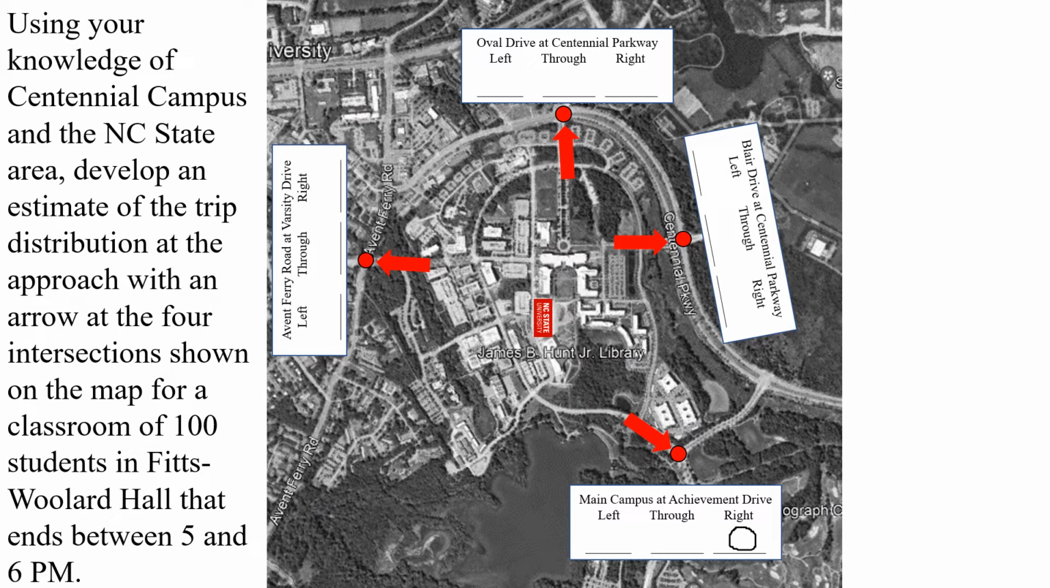But without that, I'm just going to use my general context, knowing that people are going to be traveling a lot to and from students to the west. I'm going to assign this western exit onto Avent Ferry Road at Varsity Drive 40% of the overall volume. And then just as a rough guide, I'm going to put 20% for each of the others, and that's going to give us our 100%. So 20% to the south, 20% to the east, and then 20% to the north. And I think these are relatively reasonable.